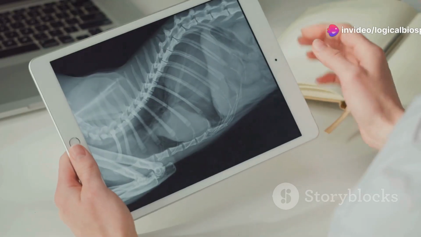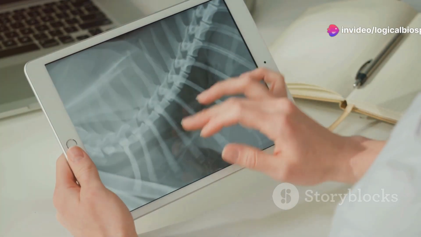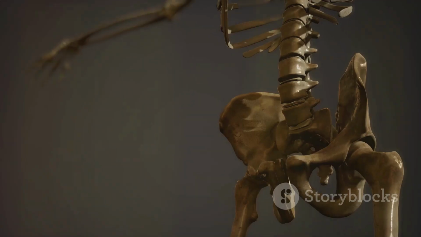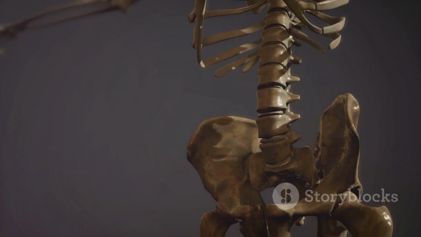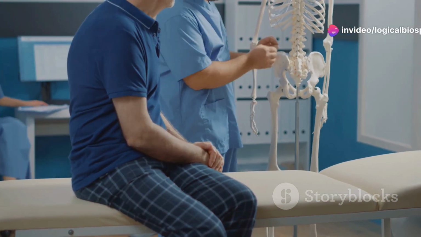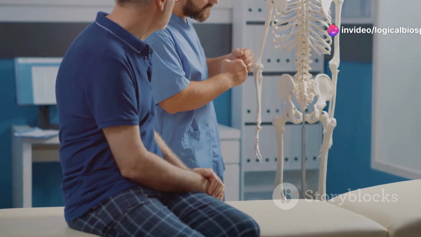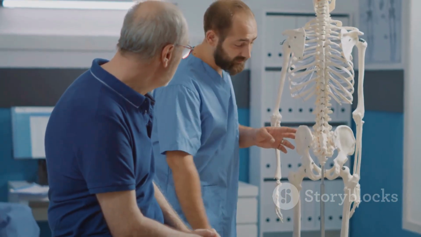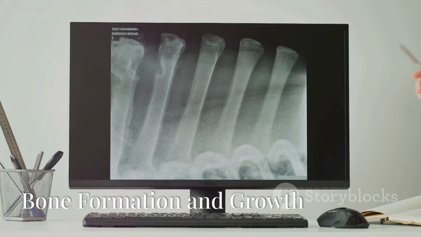Then there are osteoclasts, which break down bone tissue by resorbing minerals and releasing them into the bloodstream. This process is essential for bone remodeling and calcium homeostasis. Lastly, osteogenic cells are stem cells that differentiate into osteoblasts and are involved in the growth and healing of bones.